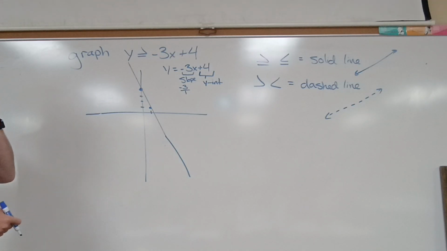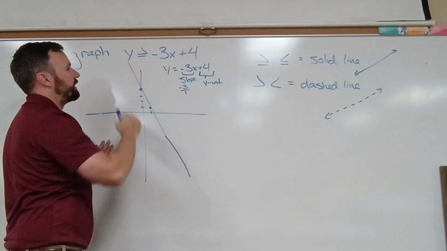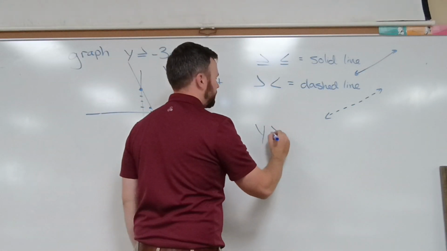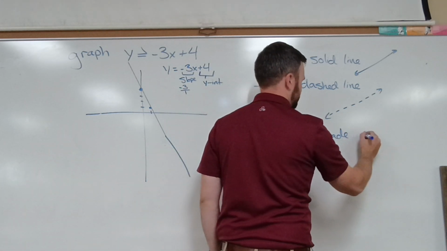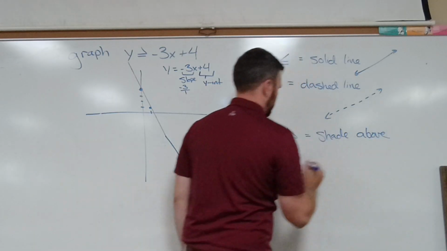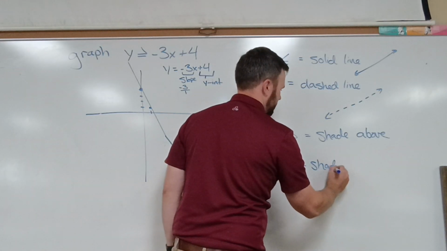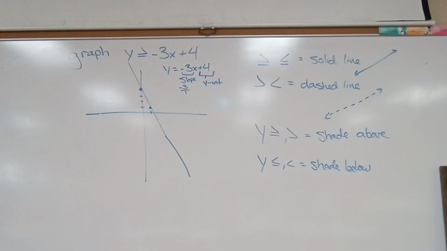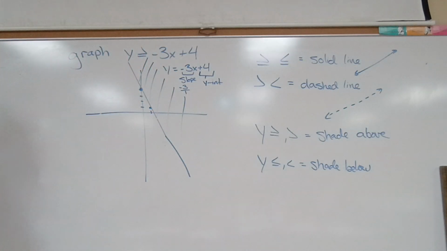Now, I need to shade a side of it too. You guys kind of remember that? If y is greater than, I shade above. If it's y is greater than or equal to, you shade above. If it's y is less than, or less than or equal to, shade below. So for this one, I'm going to shade as high up as I can, right?